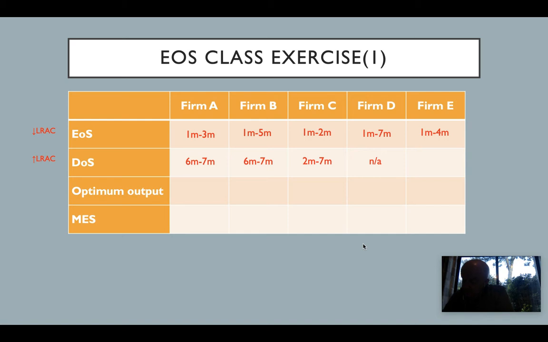Firm D doesn't apply, does it? Because we haven't got diseconomies of scale at all. We've got economies of scale all the way through. We've actually improved our long run average cost at every level of production. So that wouldn't apply in this instance.